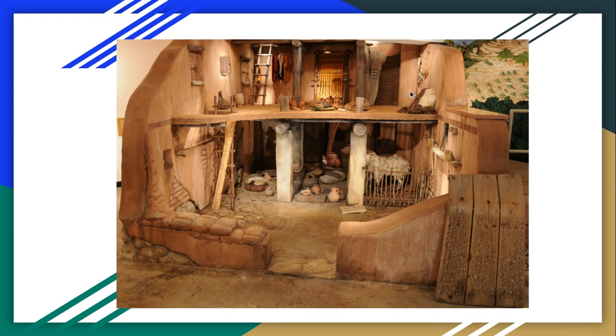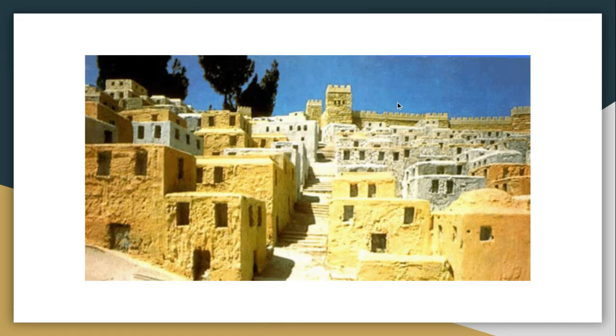So, all in all, our modern houses are very different from houses in ancient Israel. Houses in ancient Israel were normally very small and very open. And they were also very close together, as seen in this picture. Now, you may be wondering, why does this even matter?